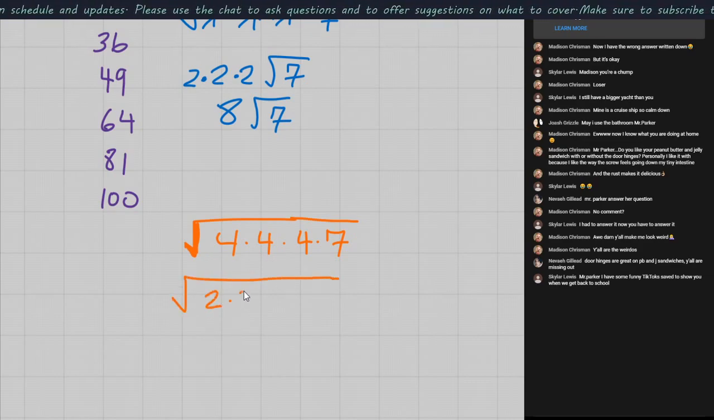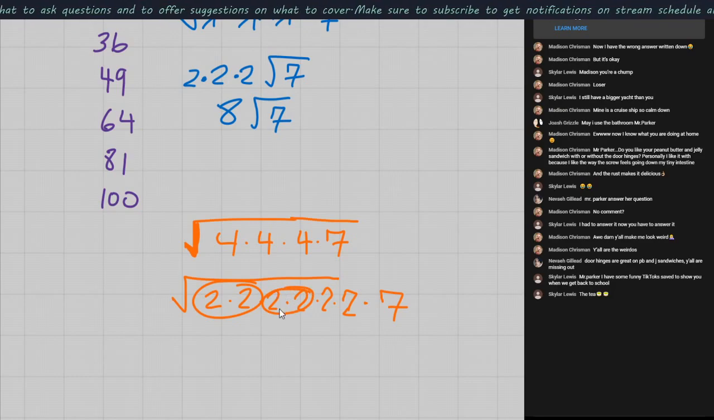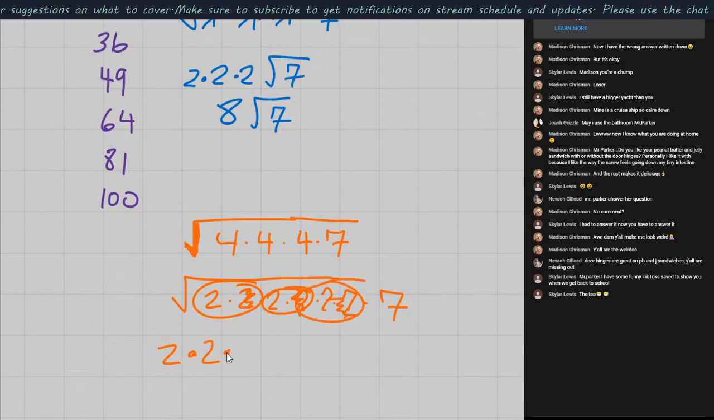So 2 times 2 times 2 times 2 times 2 times 2 times 7. If you see a number twice, you erase one and that one comes out. You erase one and that number comes out. You erase one and that number comes out. You only have one 7, so again, you get the same answer.